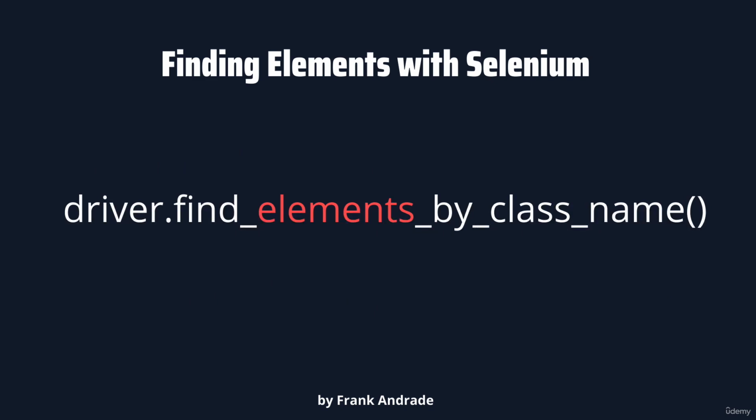In case you want to locate multiple elements in Selenium, you have to write driver.find_elements in plural, so with the S. This is extremely useful when you want to locate multiple elements with the same class name or tag name, for example. Just keep in mind that when you use find_elements, you'll get a list. The list will contain all the elements that you extracted. This is different from find_element because find_element returns a single element and not a list.